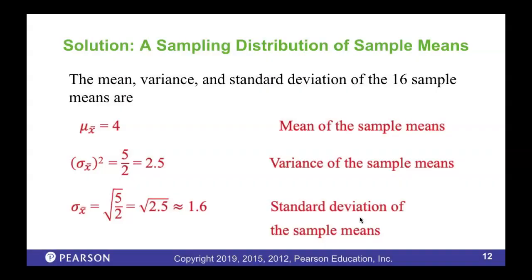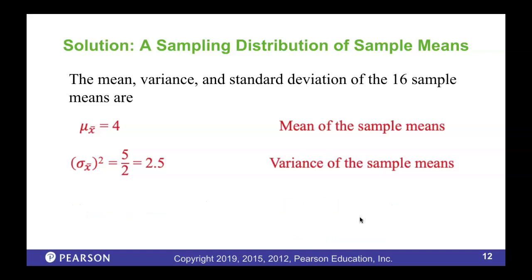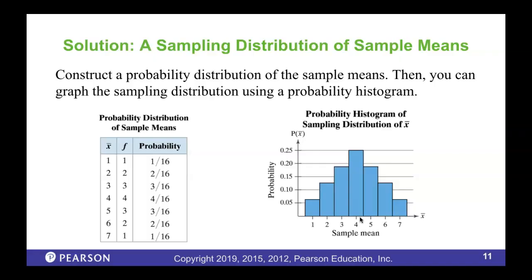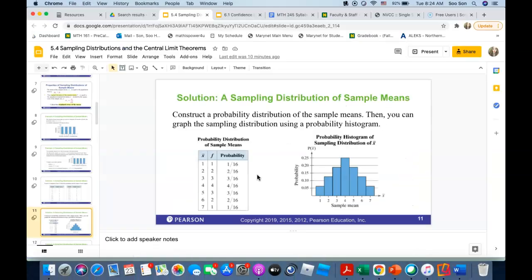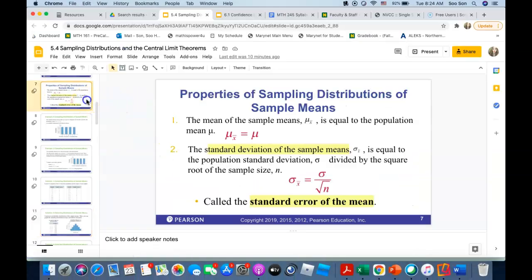I don't like how they're using the... Oh, no, I'm sorry. They actually found the variance and the standard deviation by looking at this probability distribution, probably this table right here. But I want to use the formula that we talked about in slide number 7. Okay, slide number 7.